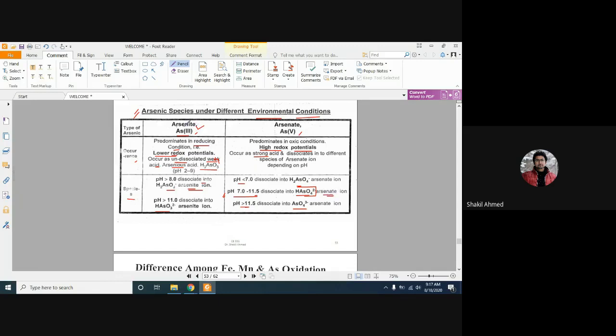Again, for trivalent form, they are calling it arsenite, and for pentavalent form, they are calling it arsenate. Clear? Yes, sir. Okay.